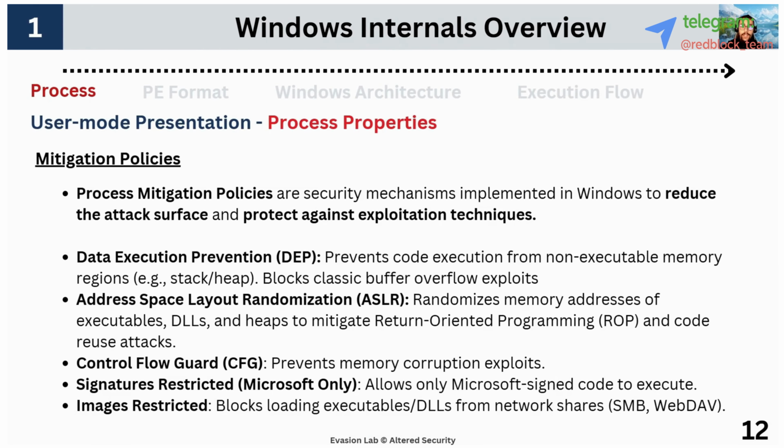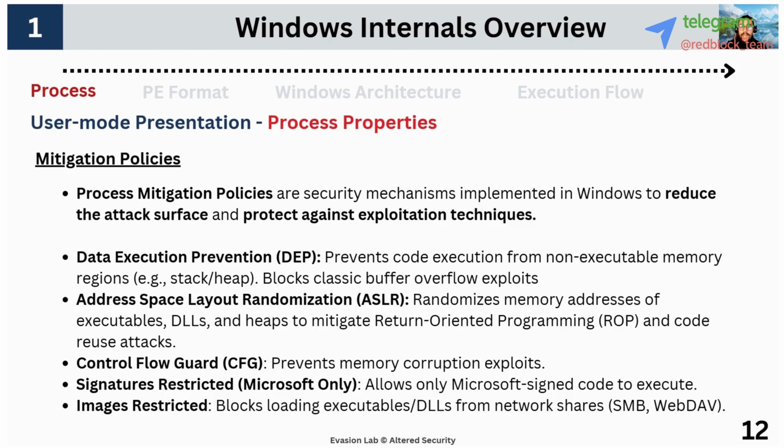Now let's take a look at the mitigation levels. Process mitigation policies are security features in Windows designed to reduce the attack surface and protect against common exploitation techniques. These policies provide layers of defense to make it more difficult for attackers to execute malicious code or manipulate memory. Let's go through the key mitigation policies.